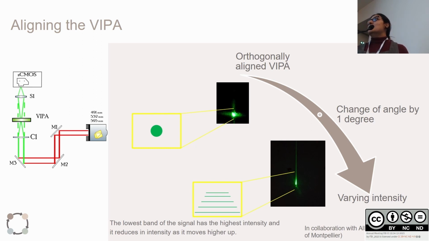When the VIPA is orthogonally aligned to the cylindrical lens, I see just a point. But with a change of angle of 1 degree, I actually see this, and we call it a Christmas tree because it looks like that. These are my virtual images, and the lowest band has the highest intensity, and I have a decreasing intensity as I go upwards. So these are actually different orders. And what I need for Brillouin, when I actually image a sample, is at least 3 orders.